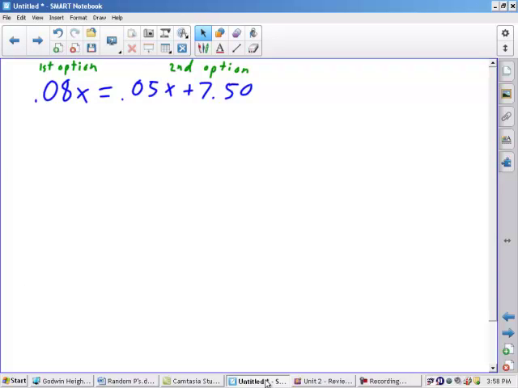So really quick, going over to my other page, I want to just show you the first option is 0.08x. That's 8 cents per page. The second option is 5 cents per page plus the $7.50 you have to pay for the discount card. That's where you have 0.05, it's 5 cents per page, plus the $7.50 for the discount card. We want to find out when they're the same.